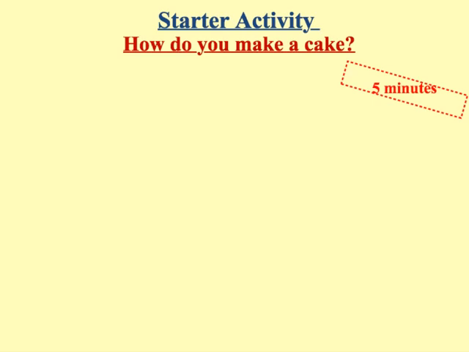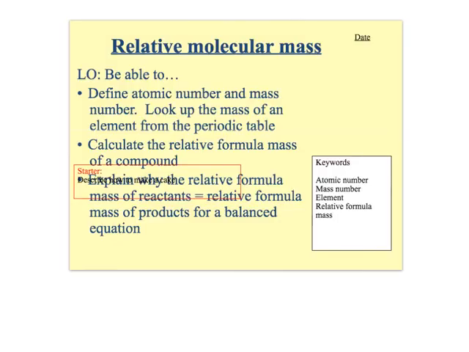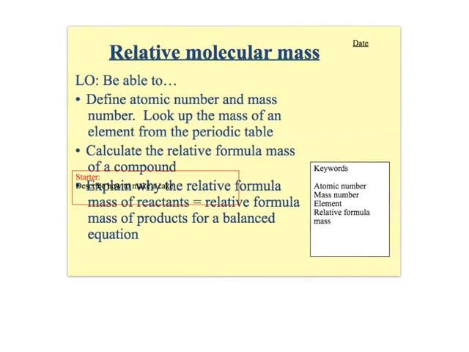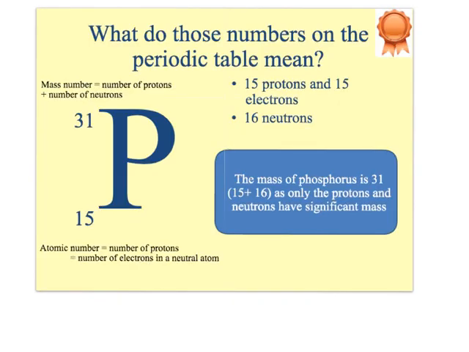and that's what this whole lesson is about. The objectives are to define atomic number and mass number, which should be some revision for most of you. You need to be able to look up the mass of an element from the periodic table, and then calculate the relative formula mass of a compound. And if you're working at a really high level, explain why the relative formula mass of reactants equals the relative formula mass of products for a balanced equation. This links back to the last two lessons, so it all hangs together nicely.